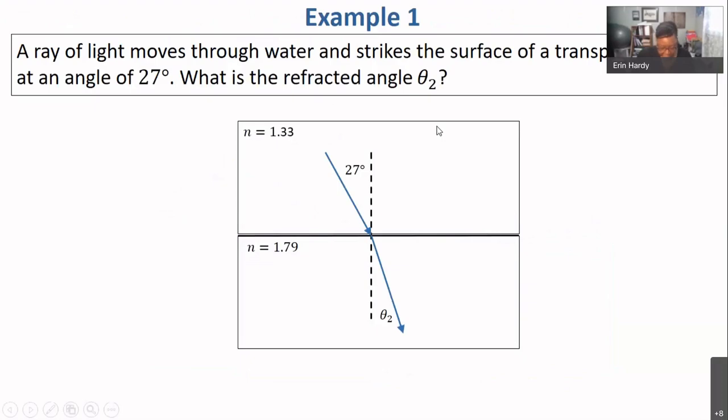Okay, we've got an example here. I'm at 29%, so this is something we can work with. A ray of light moves through water and strikes the surface of a transparent block at an angle of 27 degrees. What is the refracted angle, theta 2? So let's take a crack at this. I'll log in here, and we can solve this one in real time.